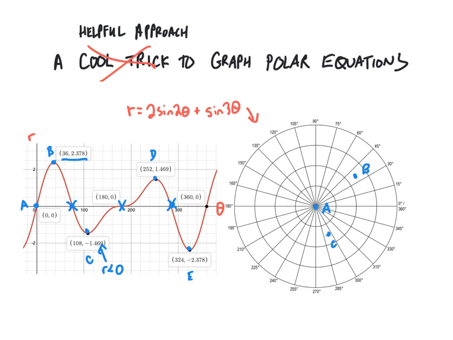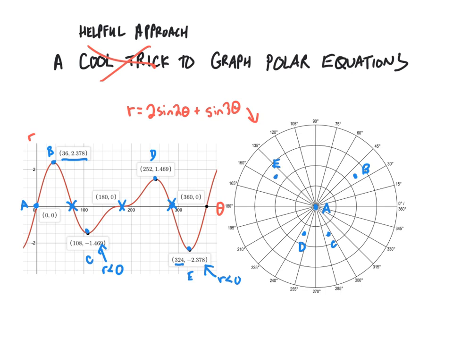Next, I'll plot point D, which has the same radius as C, except it's positive, and it's at 252 degrees, so that might be right about here. Here's point D. And last, I'll plot point E. This is another negative radius, so it's 324 degrees measured from the negative x-axis. So if you're thinking that's going to be way around here in quadrant 2, you would be right. Point E is right about there.